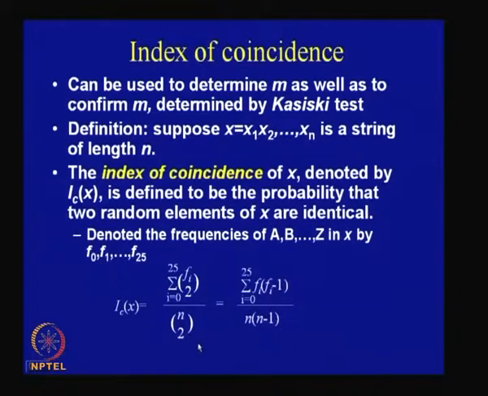So now we will try to find the probability that two random elements of x are identical. How many ways can you choose two elements randomly from this string of length n? You can choose them in n choose 2 ways. Since you want the probability that the two random elements are identical, if the first letter you have chosen is a, then the second letter is also a. If the first letter is b, then the second letter is also b.